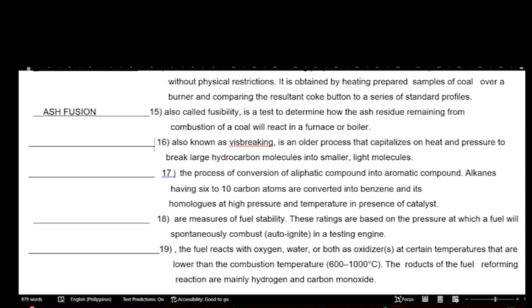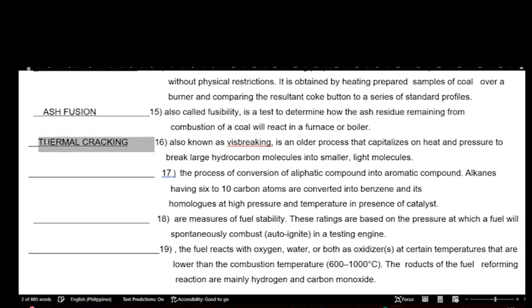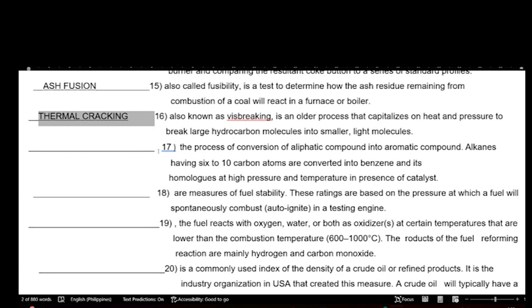Also known as cracking in an older process that capitalizes on heat and pressure to break large hydrocarbon molecules into smaller light molecules. Ano nga sagot dyan? Thermal cracking. Kaya lang, dahil hindi na i-print, bonus yan. Kasi hindi na isama sa printing. Baka yung number 16 pa lang ang tama nyo, ha?